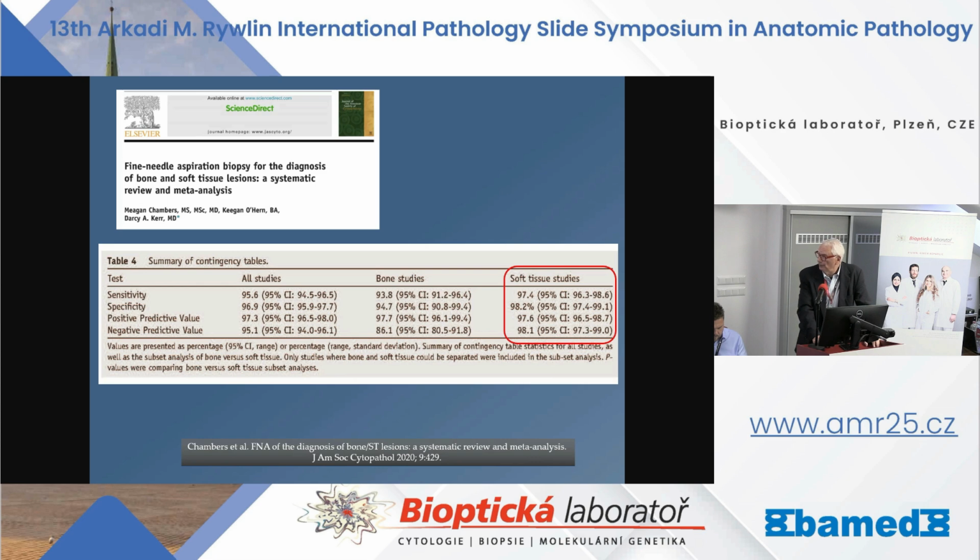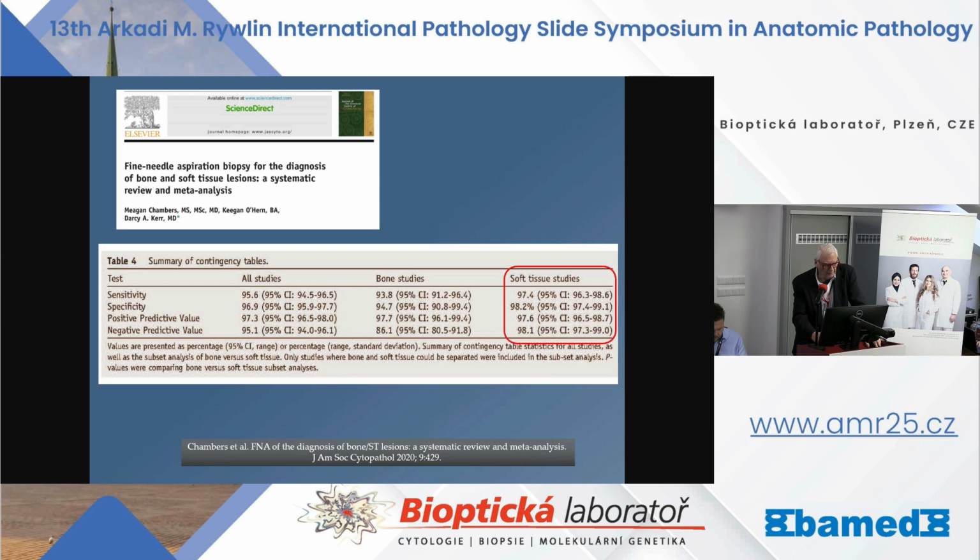This is another part of that paper by Chambers et al. from the Journal of American Society of Cytopathology, published about 5 years ago. You can see the sensitivity, specificity, positive and negative predictive values with the confidence intervals. For soft tissue studies, there's another one for bone also. Bone is a little less accurate. But in terms of making a diagnosis of benign versus malignant, it was that type of thing.